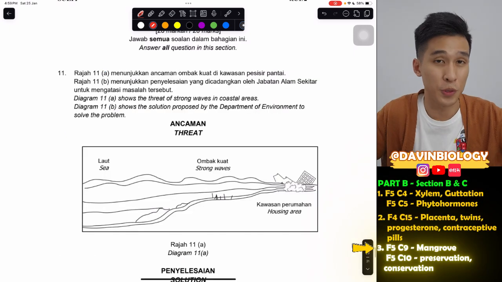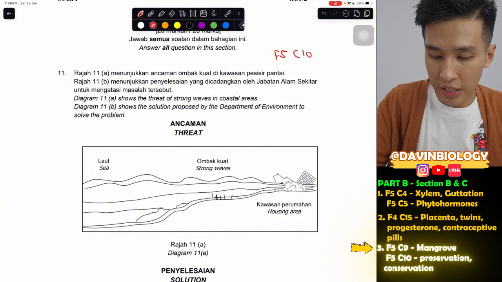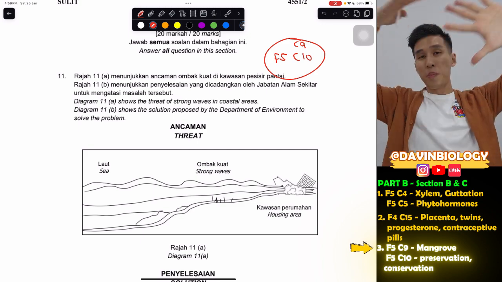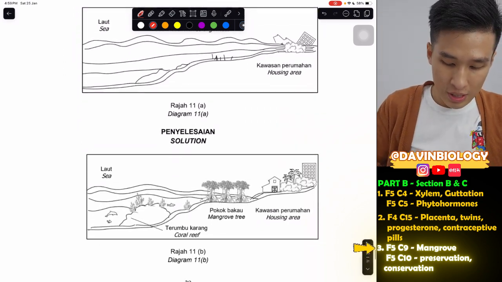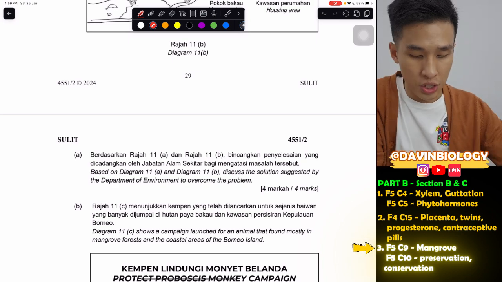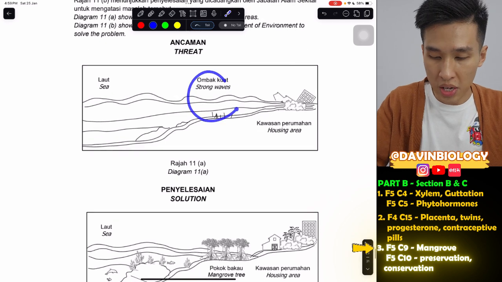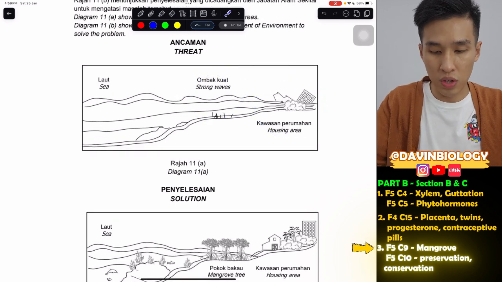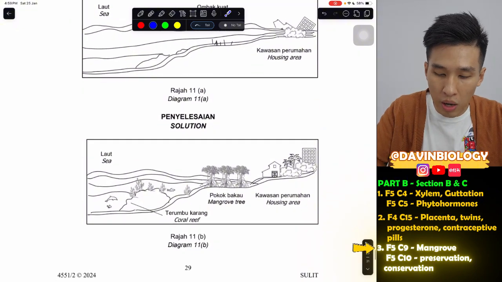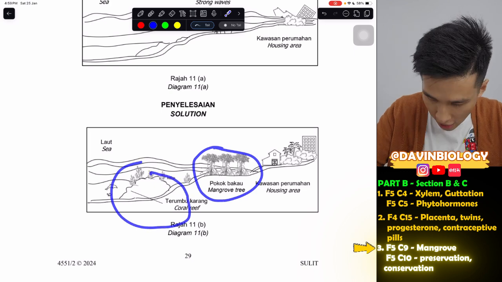Our last and final question. Form 5, Chapter 10. A bit of Chapter 9 also in it because it's about a bit of mangrove also, so our environment, our ecosystem. Okay, the first question they ask, based on diagram 11A and B, discuss the solution suggested by Department of Environment to overcome the problem. So the problem here is strong waves damage housing areas, caused by the wave wash like tsunami and that basically. So they say, how does planting mangrove and coral help?